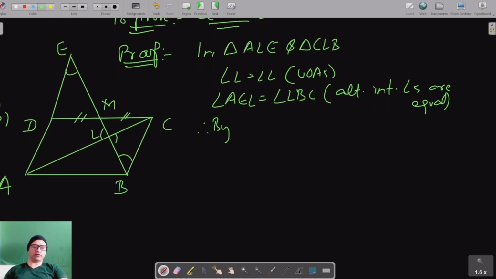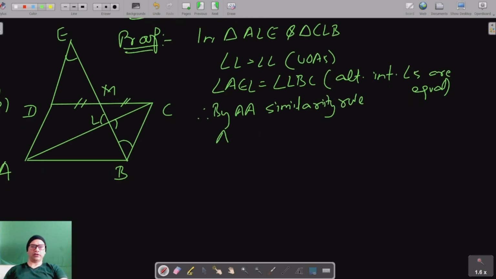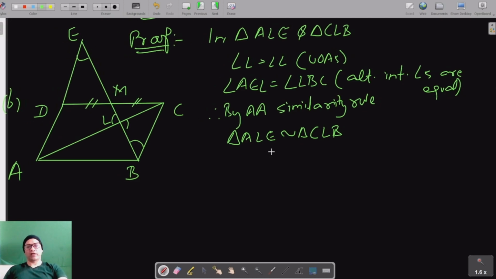So therefore, by a similarity rule, we can say that triangle ALE is similar to triangle CLB. And if they are similar, that means AL by CL is equal to EL by LB. EL by LB, or we can say BL.